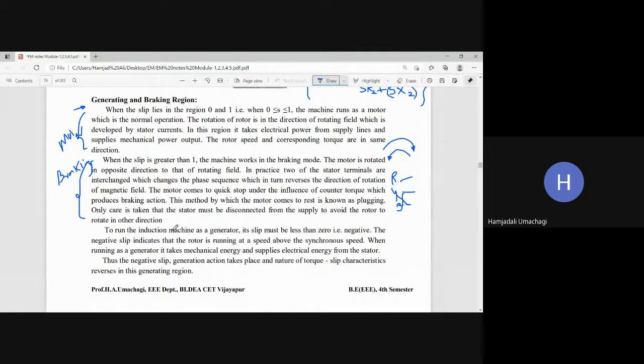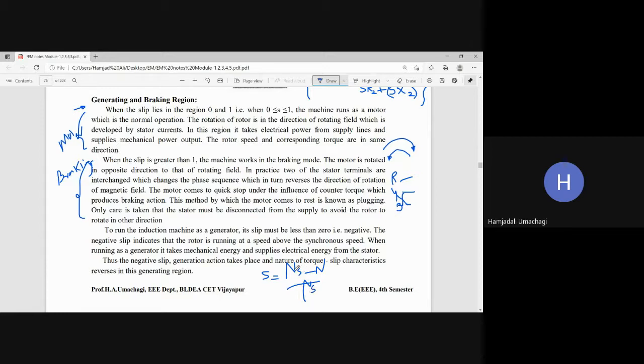So to run the induction machine as a generator, its slip must be less than 0, that is, negative. How is it possible? We know the slip formula: S is equal to (ns minus n) divided by ns.